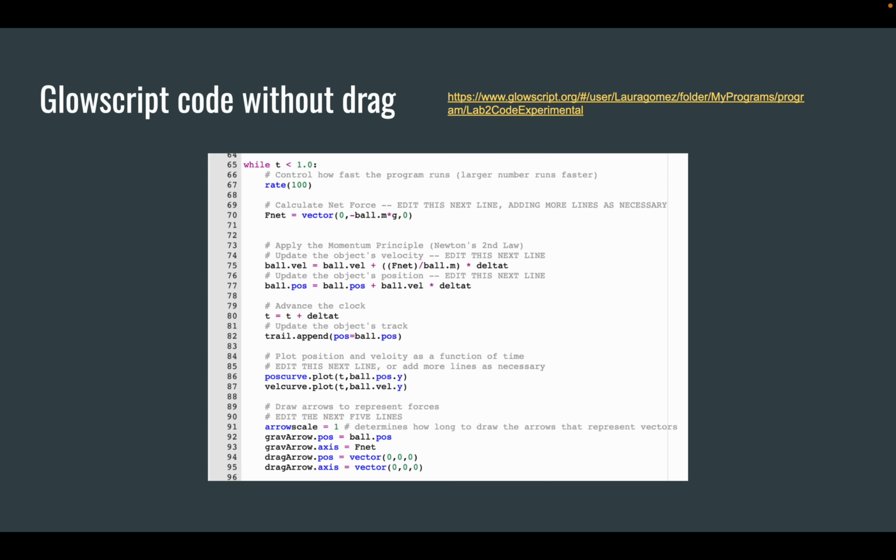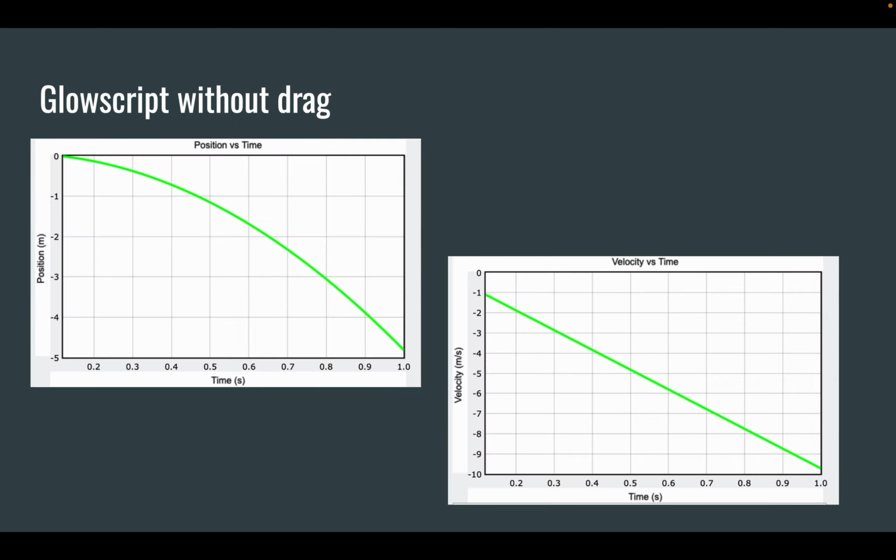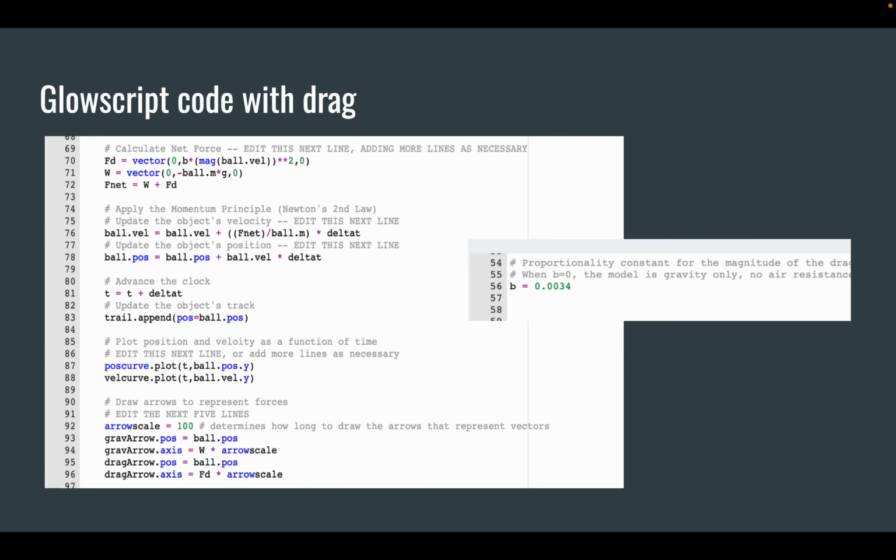So here we see the GlowScript model without the drag. Our B is equal to 0, which means that there's no drag force and we're only taking gravity as the force into consideration. And we see here we put the initial velocity, the average velocity is negative 1. And then here we see the actual position versus time and velocity versus time graphs. We see that the velocity versus time is constant, and the position over time slowly exponentially accelerates, which shows a constant velocity, constant acceleration.